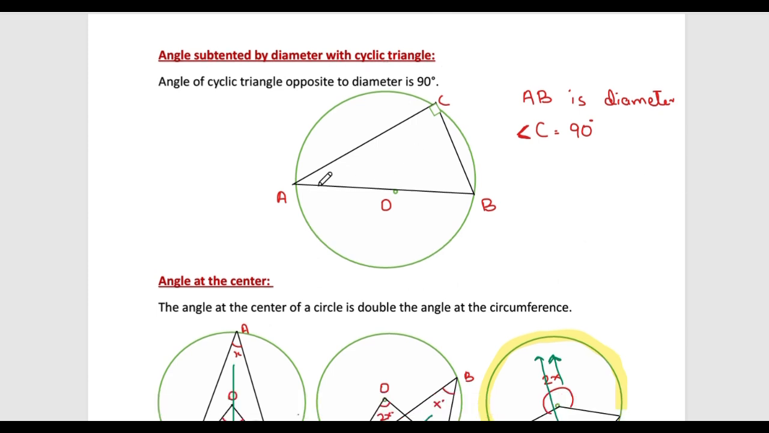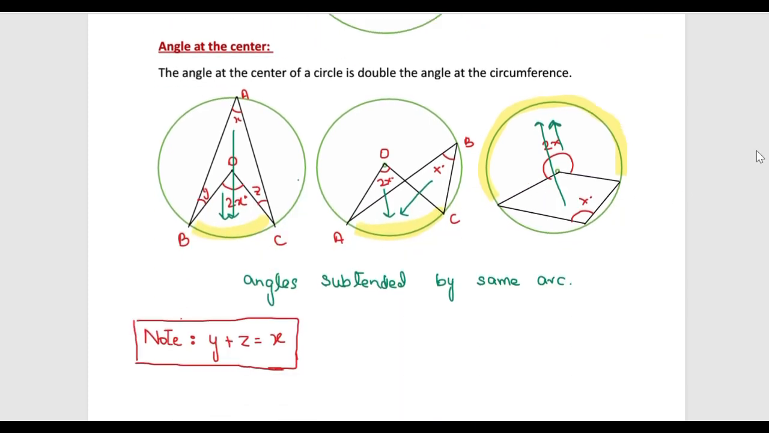Coming to the third property, this property says that for the angle subtended by a diameter in a cyclic triangle, the angle opposite to the diameter would always be 90°. That means if you have a diameter and you make a triangle from the ends of the diameter, the angle opposite to the diameter would always be 90.